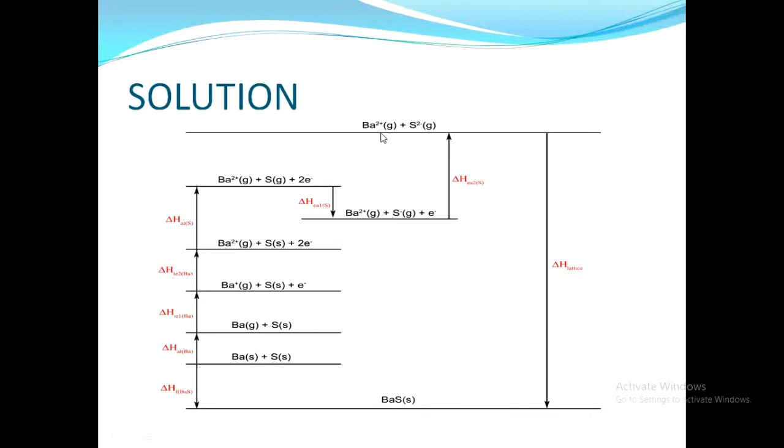Finally, the gaseous Ba2+ ion and gaseous S2- ion combine to form barium sulfide, and the energy released in this process is known as the lattice energy or enthalpy of lattice. So here you can see there are two types of paths. One is the direct path, by reacting barium element and sulfur element to form 1 mole of barium sulfide, while the other one, going upwards and then coming downwards, is the indirect route.